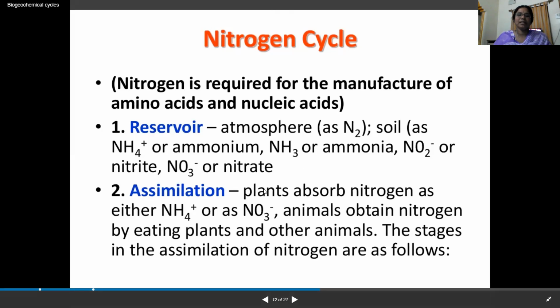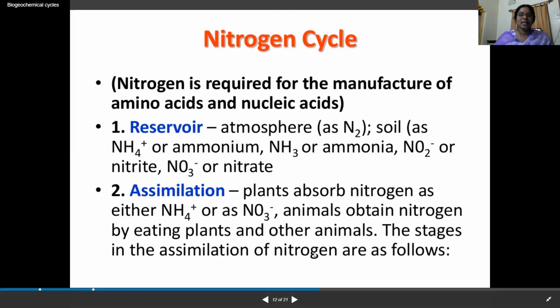Assimilation is the process in which organisms depend upon the main source. The main source is the reservoir. The second thing is assimilation. For example, plants absorb nitrogen either in the form of ammonium or as nitrates. Animals obtain nitrogen by eating plants and other animals.